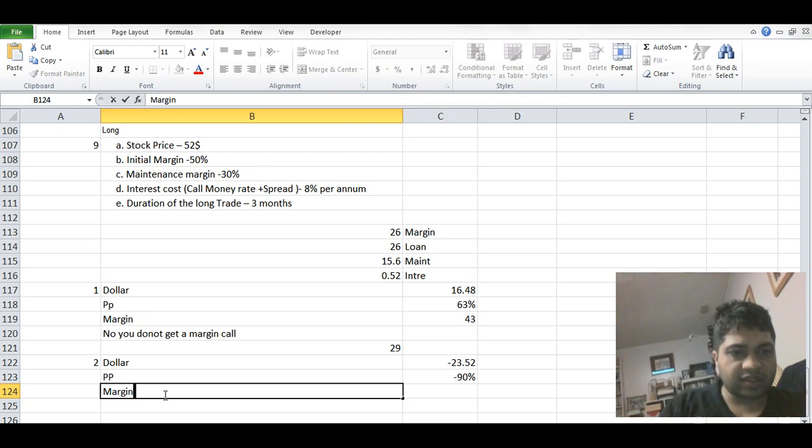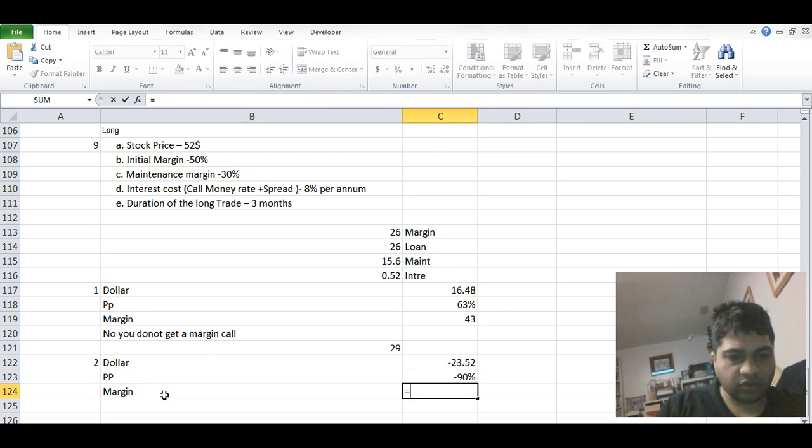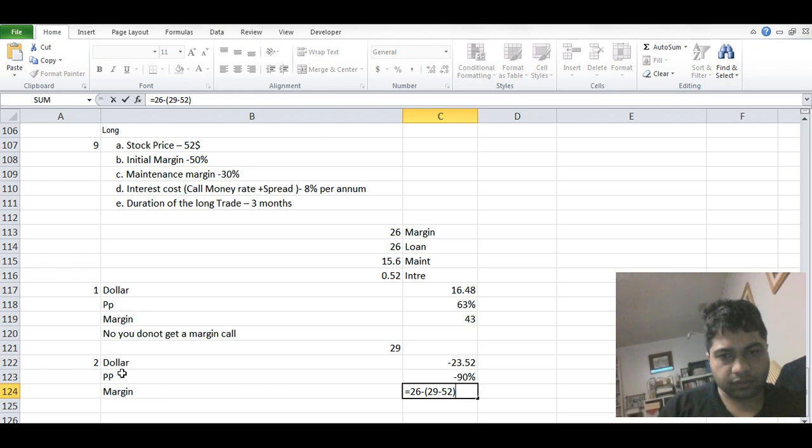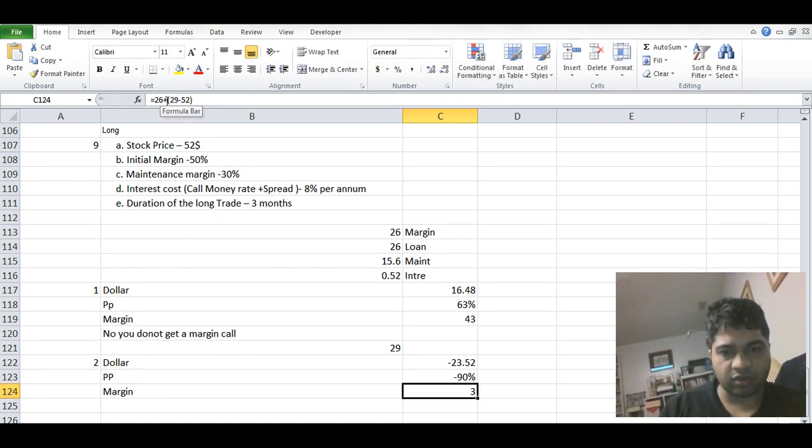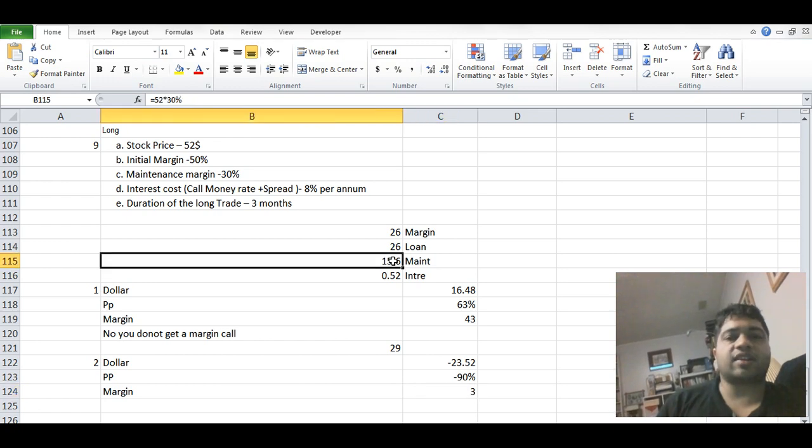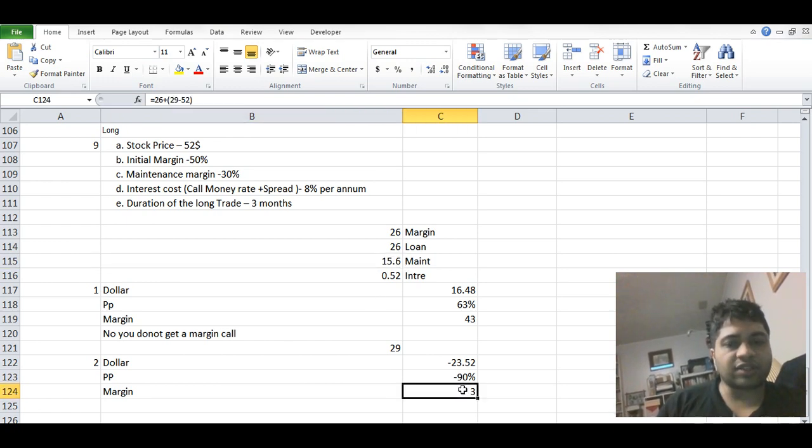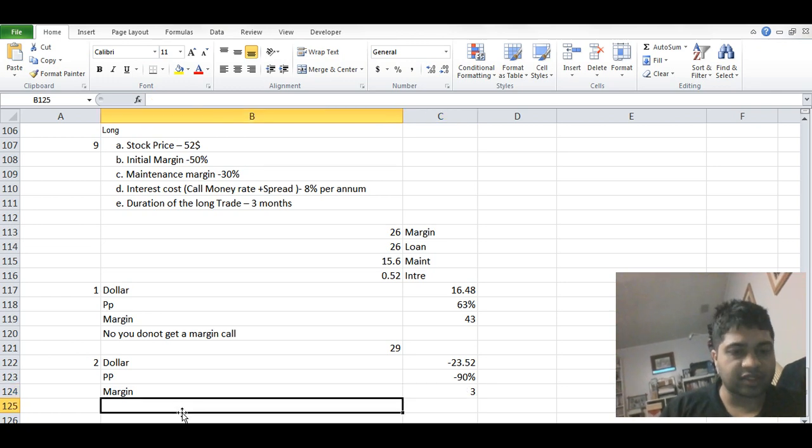How much will be there in your margin? So you had $26 in your margin, and how much is the loss excluding the interest? It is 29 minus 52. So I am just changing the signs. So you are left with $3 in your margin account. What is the maintenance margin required? $15. You only have $3 now. So do you get a margin call? Yes, you get a margin call.